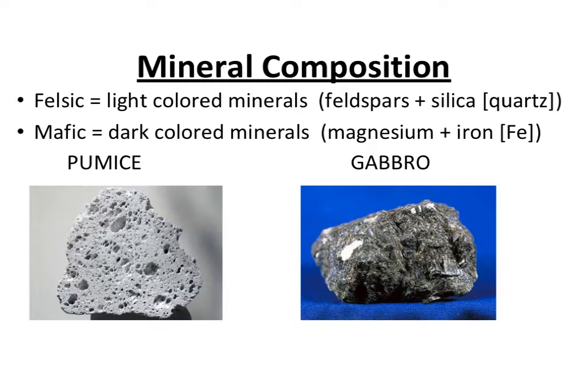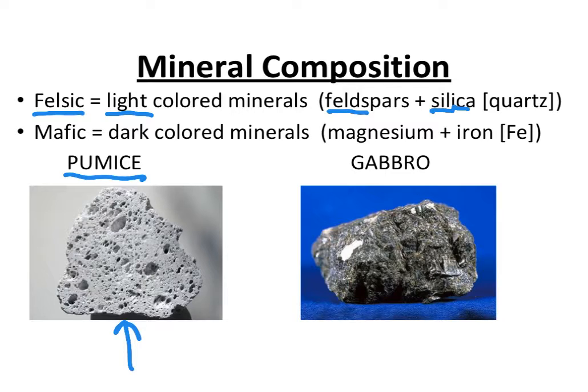So igneous rocks can have big crystals, they can have little crystals, and then some igneous rocks can be light colored and they can be dark colored. This one on the left is called pumice, and you can see that this is a really light colored rock, and that's because it has light colored minerals. And so we call that rock felsic because it has feldspar minerals and silica minerals. So that's where the fel and sic part comes into play.